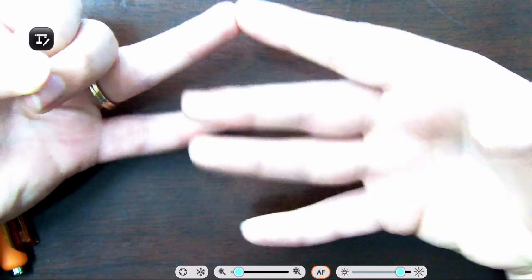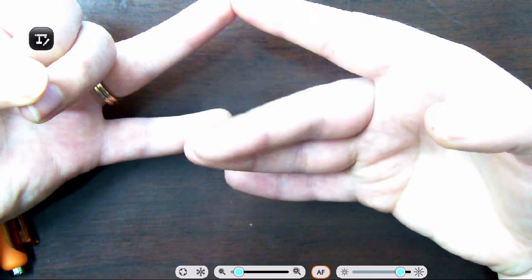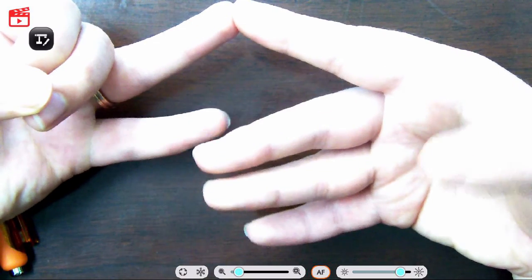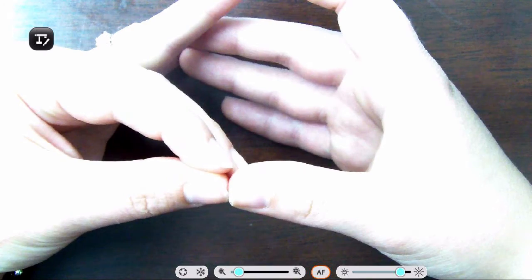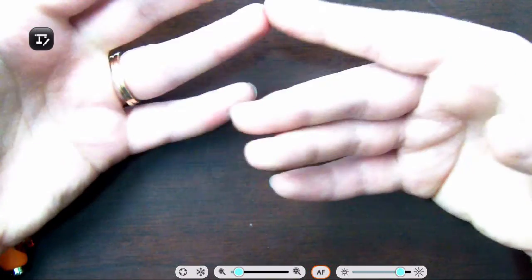So each finger is worth 10. So 10, 20, 30, 40, 50, 60. So I have 60. And then 3 times 1 is 3. I have 63. Not enough. So let's move one up.